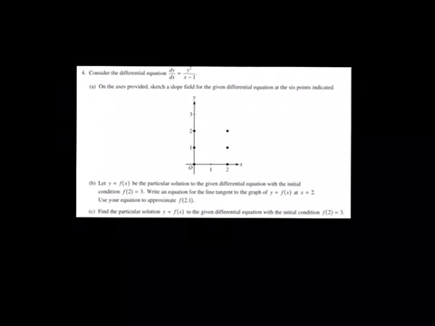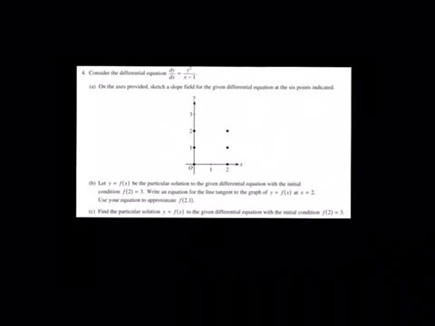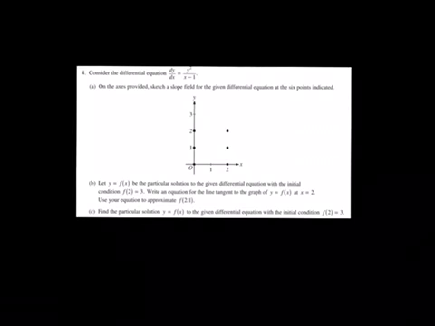Okay, so today we are going to do question 4 of the AP test, and it is asking: consider the differential equation dy/dx equals y squared divided by x minus 1. And A is asking, on the axes provided, sketch a slope field for the given differential equation at the 6 points indicated.